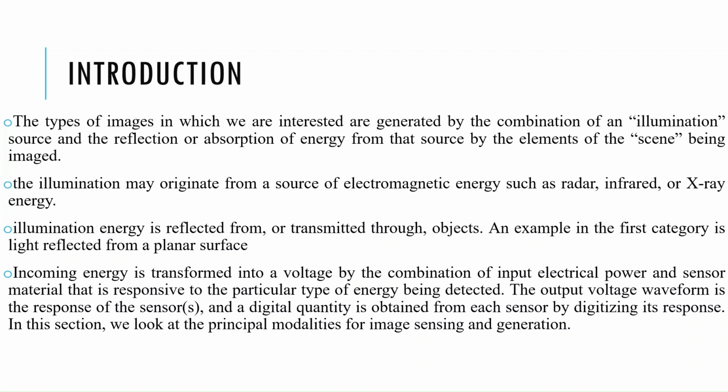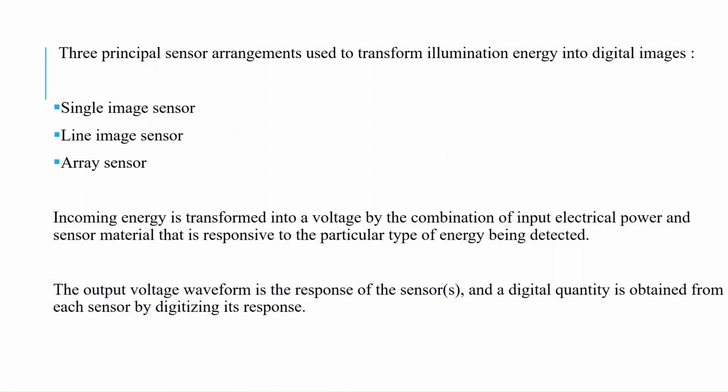Incoming energy is transformed into a voltage by the combination of input electrical power and sensor material present in the sensors that is responsive to the particular type of energy being detected. The output voltage waveform is the response of the sensors, and the digital quantity obtained from each sensor by digitizing its response is what is processed. Going to the next one, there are many types of sensors and sensor arrangements used to transform illuminated energy into digital images.